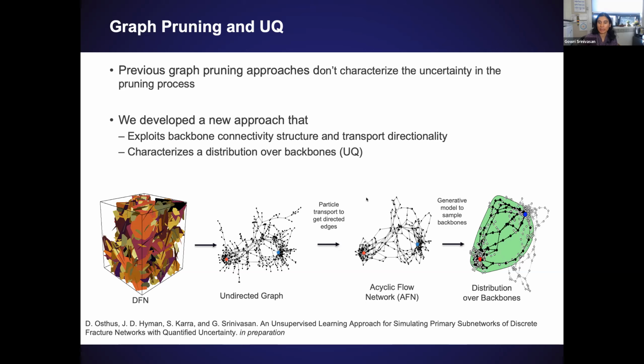I'll refer you to this paper, actually it's not in preparation, sorry, it is out there. I think it's a SIAM Journal of UQ, if I'm not mistaken. Apologize for the outdated information there. But Dave Ostis is the first author, and we looked at a forward modeling and a backward. So we go forward and we propagate the fluxes, we go backward and we prune, and then we get a generative model to sample the backbones.